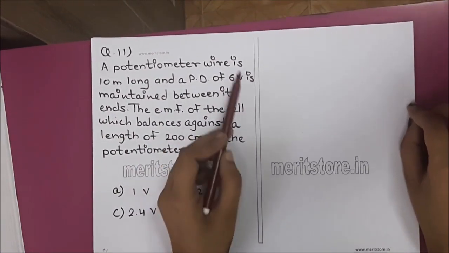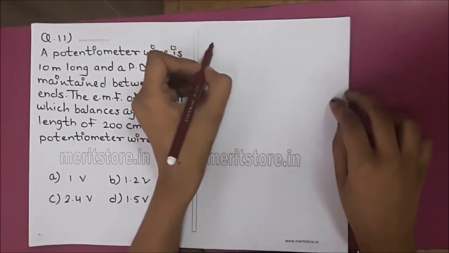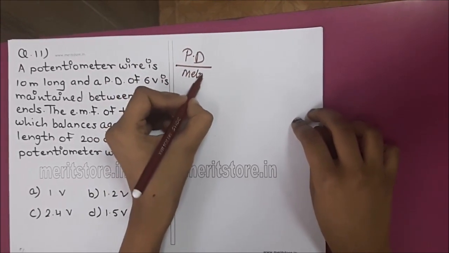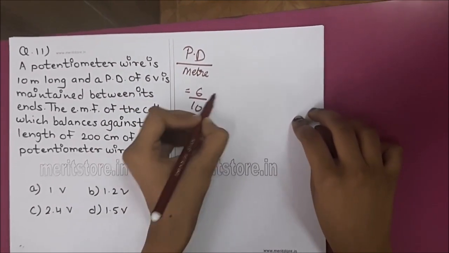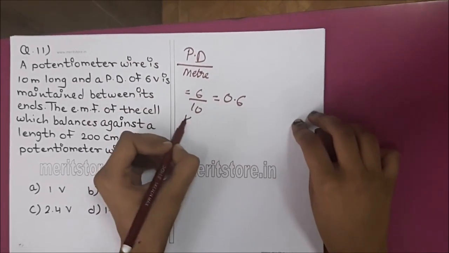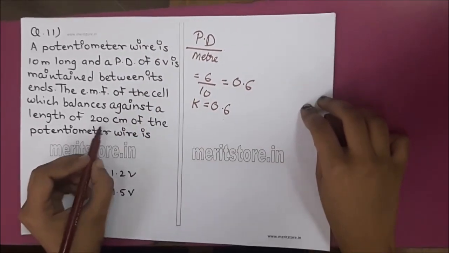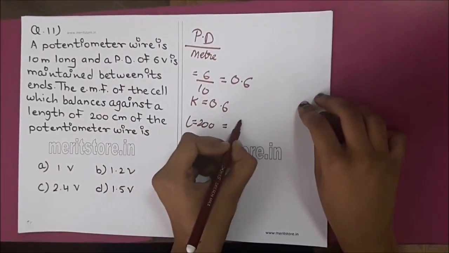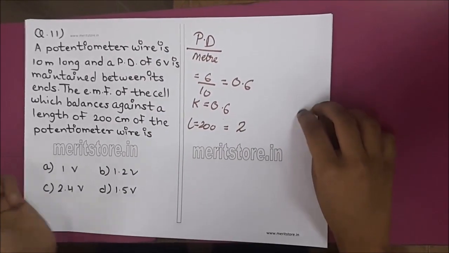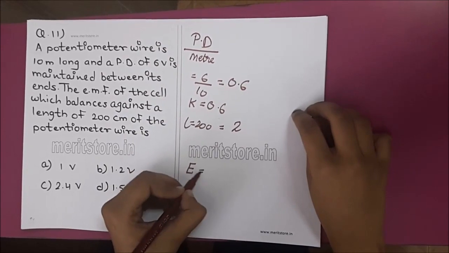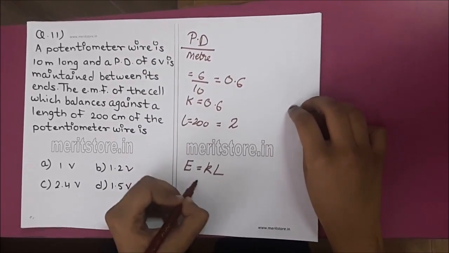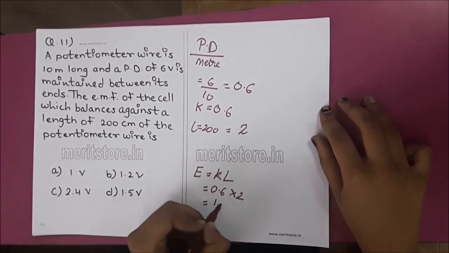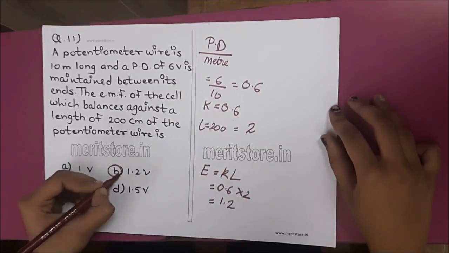Over here we have the potential of the wire as 6 volts. So then potential difference per meter will be 6 by 10, that will be 0.6. Therefore we have K as 0.6. Over here length is given to us as 200 centimeters. When you convert it into meters, you write it as 2. Okay, so now we have to find E. The formula of E is KL. K we have found out as 0.6, L is 2. Therefore 0.6 into 2 is 1.2. Option B is the correct option.